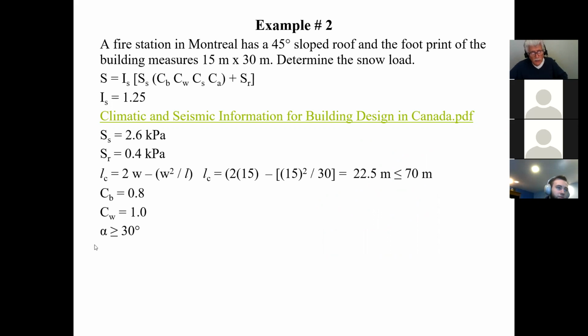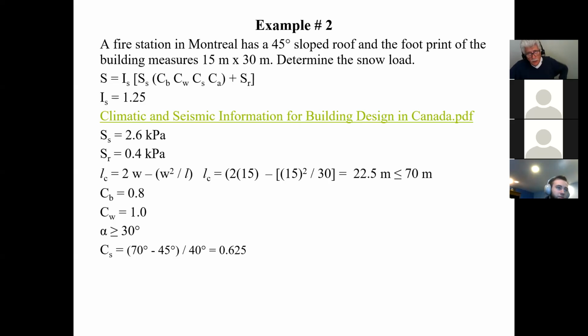Now I've got 45 degrees, which is greater than 30. Therefore, I can take advantage that because of the slope, it's going to reduce some of the snow that can build up on the roof. And therefore, I will use the equation (70 minus 45) divided by 40, and that becomes the value of CS. So you see, instead of using 1 for a flat roof, I can go down to 0.625 for 45 degrees.